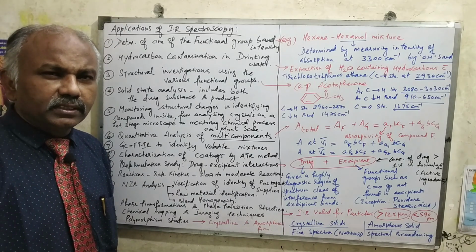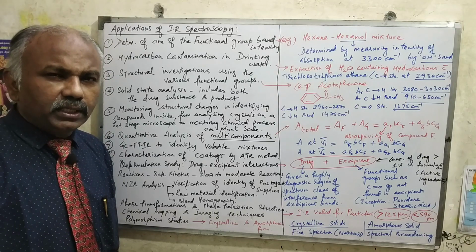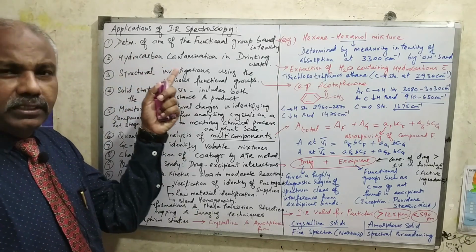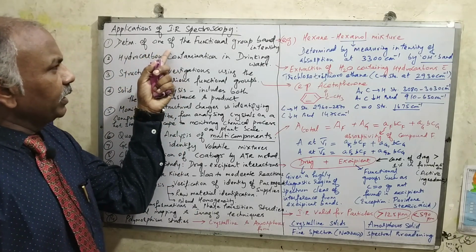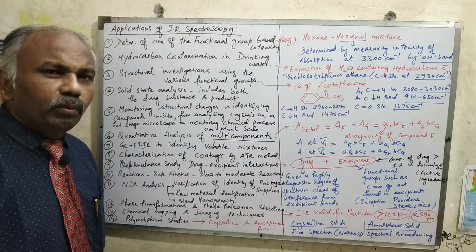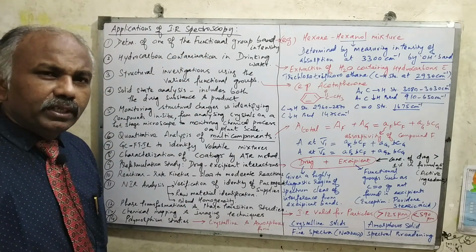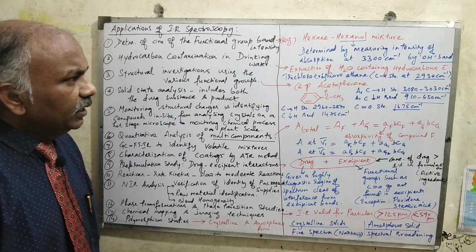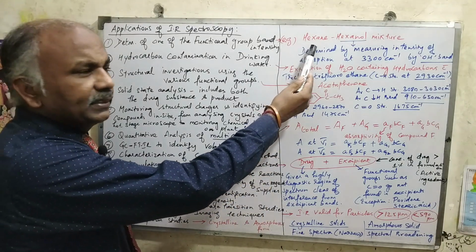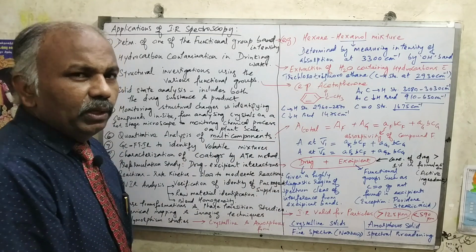Today I am going to discuss the topic on applications of IR spectroscopy. What is the application of IR spectroscopy? The first important application is determination of one of the functional group band intensity. So how will you determine the functional group band intensity? Suppose, for example, if you take the hexane-hexanol mixture, how will you determine that?